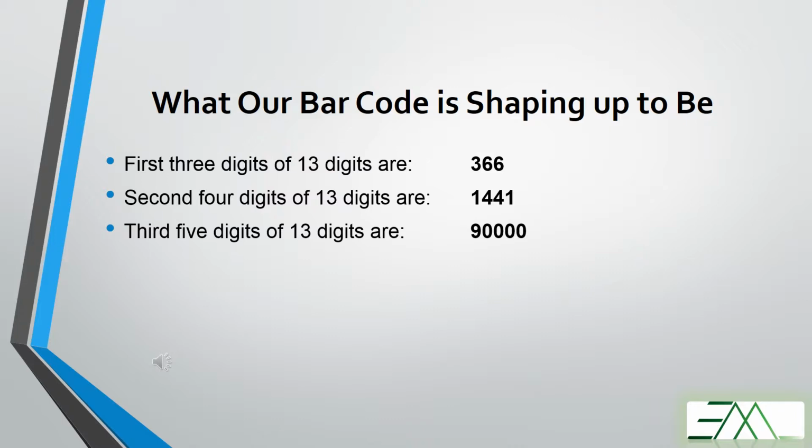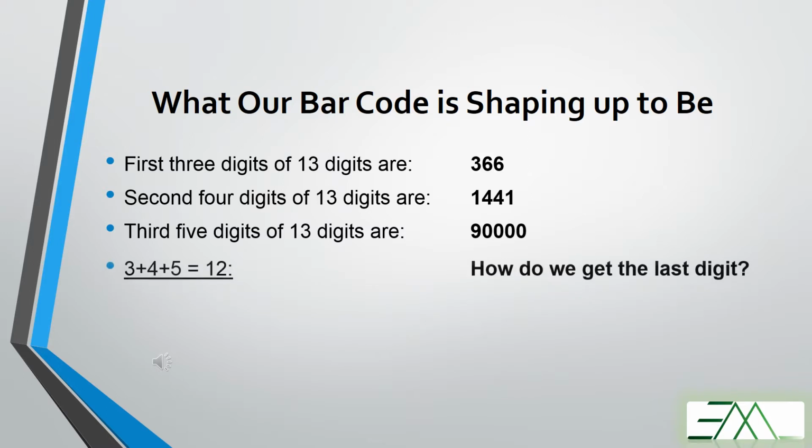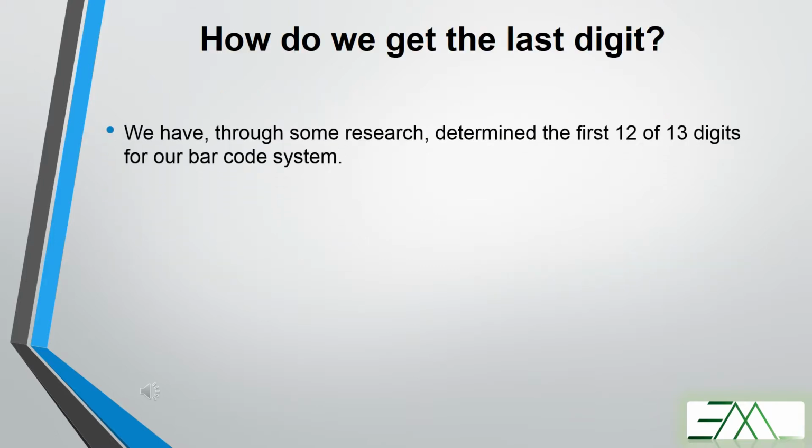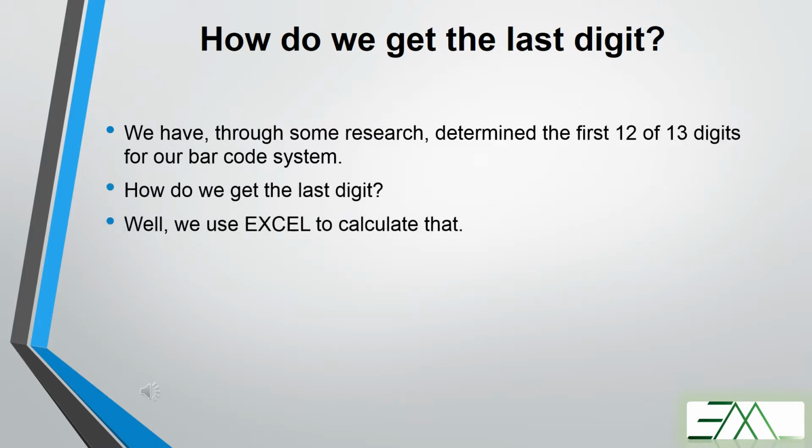So by my fingers, 3 plus 4 plus 5 equals 12. So how do we get the last digit? Well, the last digit is where the fun comes in, and this is what our lesson will focus on. We're going to focus on the checksum for the barcode reader. We have, again, through some research, determined the first 12 of 13 digits for our barcode system. So how do we get the last digit? Well, we use Excel to calculate that.